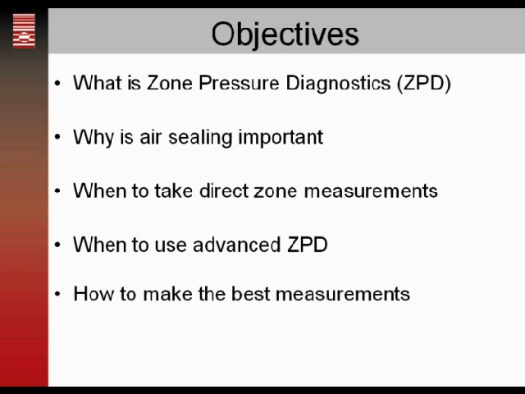And the objectives today, we're going to talk about what zone pressure diagnostics is and why air sealing is important, when to take direct zone measurements, and when to use advanced zone pressure diagnostics. We'll go into detail about that. Direct measurements are simply taking a pressure measurement into a zone. And advanced zone pressure diagnostics requires adding a hole or opening a door to that zone or from that zone to the outside to calculate how much leakage there is between the zones. And throughout the presentation, we'll be talking about how to take the best measurements.